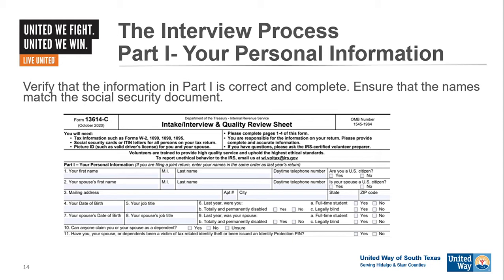In part 1, your personal information on the form, verify that the information in part 1 is correct and complete. Ensure that the names match the Social Security document. So here, like you're seeing, part 1 is basically all their personal information.